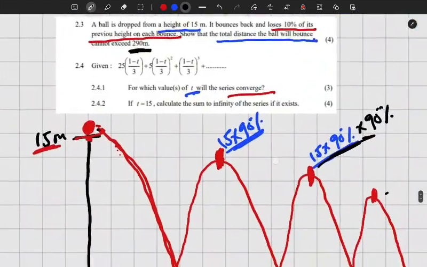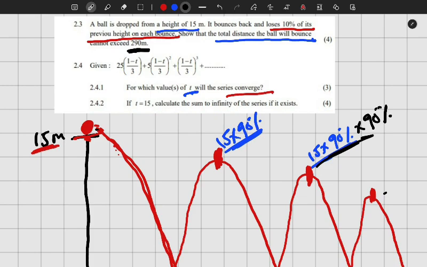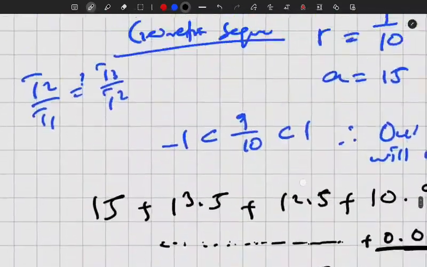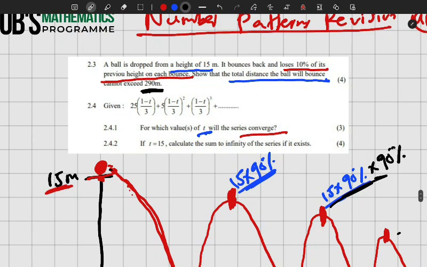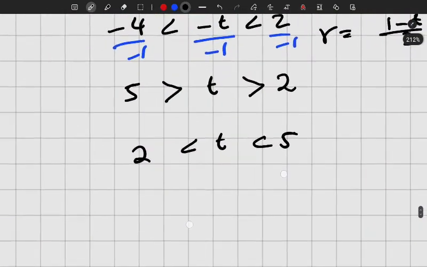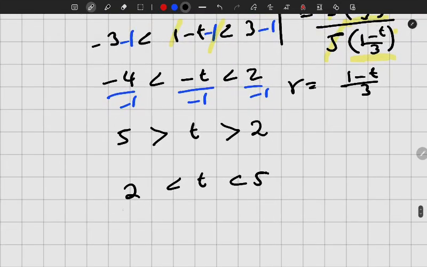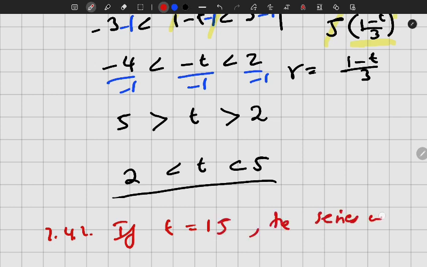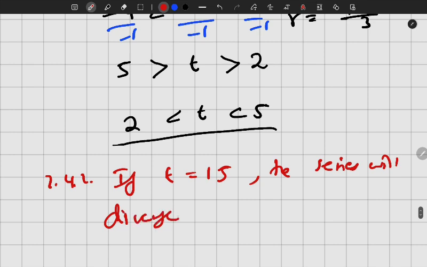Then the next question, they're saying if t is 15, calculate the sum to infinity of the series if it exists. Okay. So let's check. Now, if t is 15, then this series is not going to converge, because we said it's going to converge if t is between 2 and 5. So you can just say if t is equal to 15, the series will diverge, will not converge.